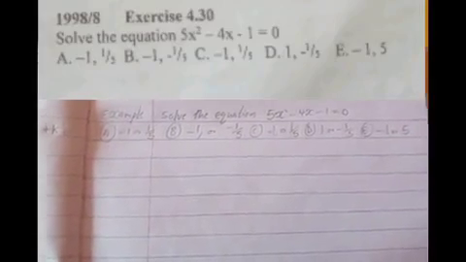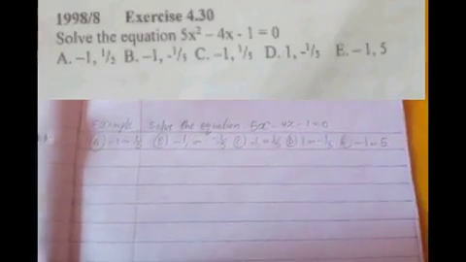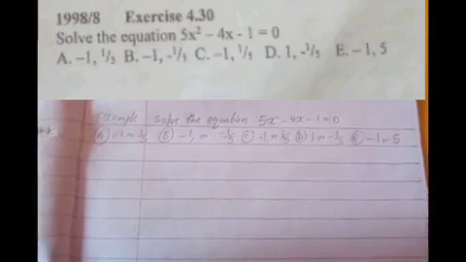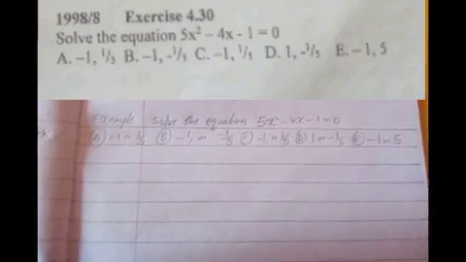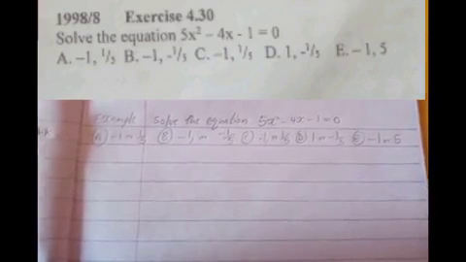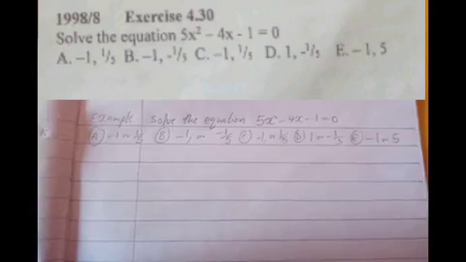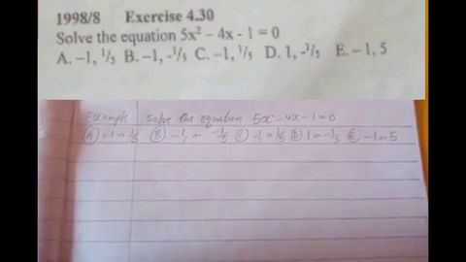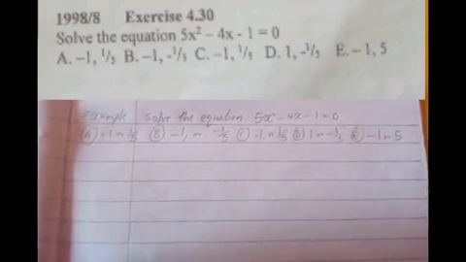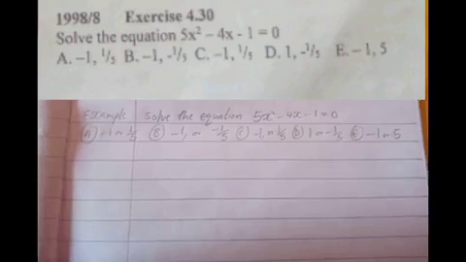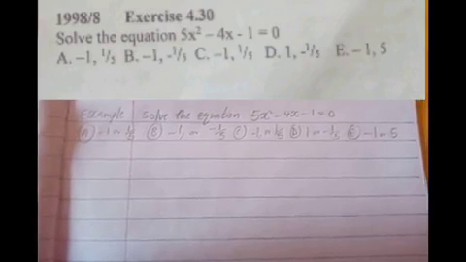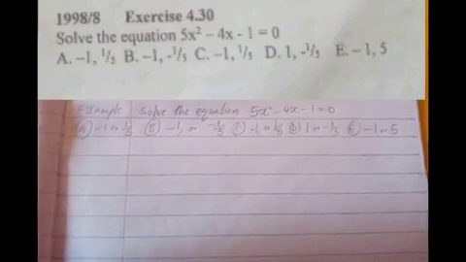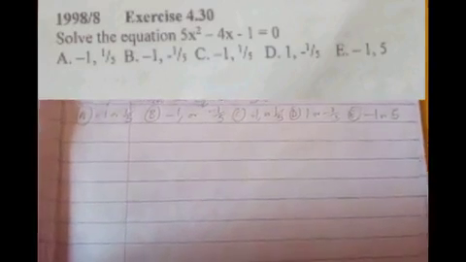We are still on quadratic equations, so we take this example. Solve the equation 5x squared minus 4x minus 1 is equal to 0. Option A, minus 1 or 1 over 5. Option B, minus 1 or minus 1 over 5. Option C, minus 1 or 1 over 5. Option D, 1 or minus 1 over 5. Option E, minus 1 or 5.